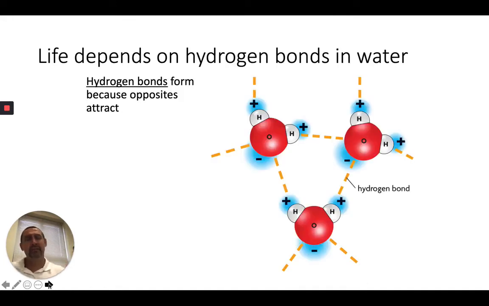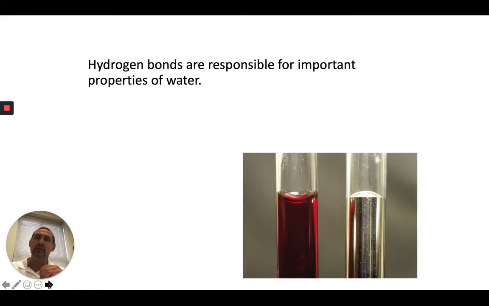Now, life depends on these hydrogen bonds in water. Remember we said it was a polar covalent molecule? That means the opposite sides of this molecule attract to each other. The positive side attracts to the negative side, and it creates this weak hydrogen bond. That gives water some really interesting properties.